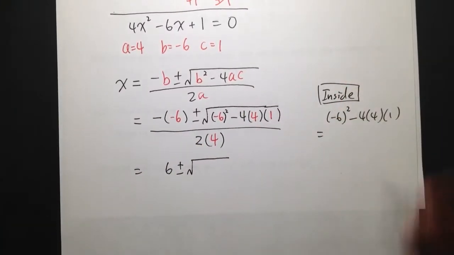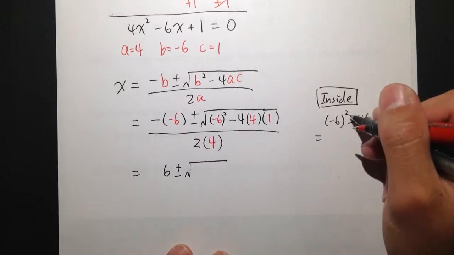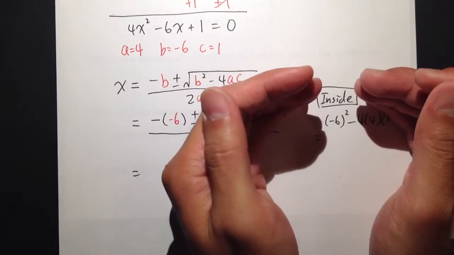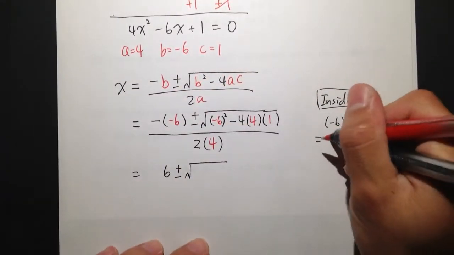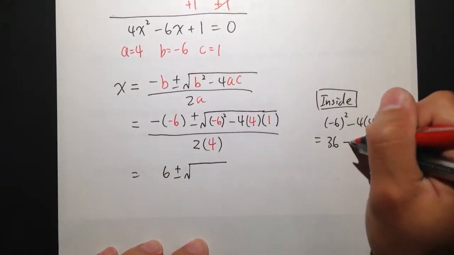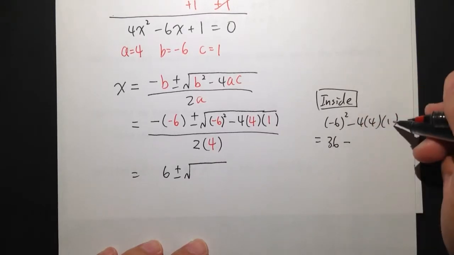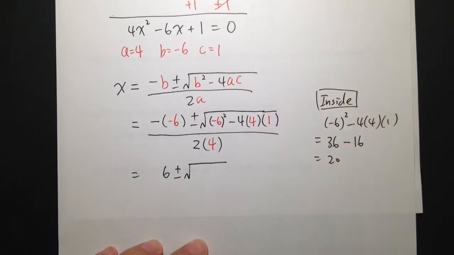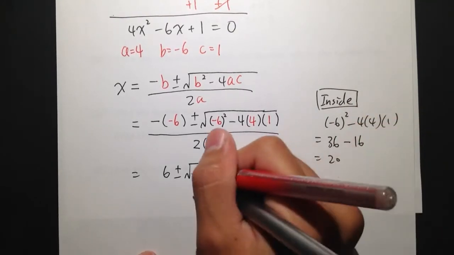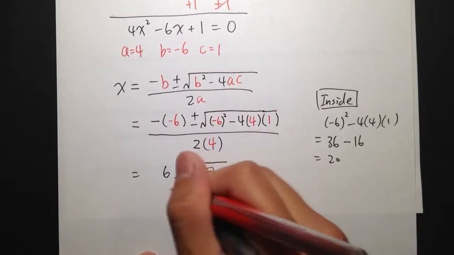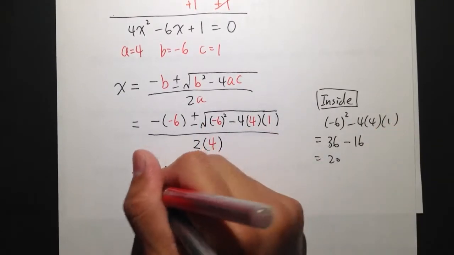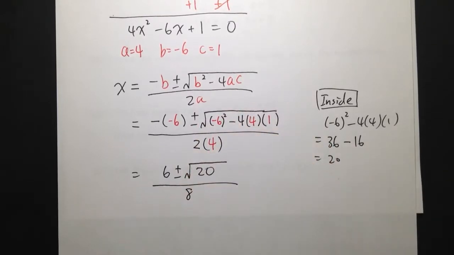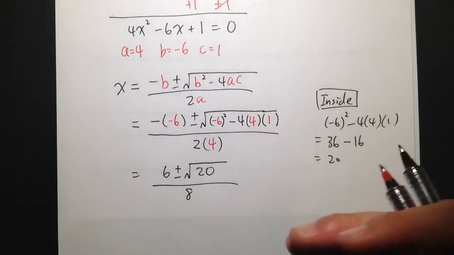Okay, work this out. This is -6 inside of the parentheses raised to the second power. That means -6 times -6, which is the result of positive 36. Minus 4 times 4 is 16, times 1 is 16. 36 minus 16 is 20. And we are going to put a 20 inside of this square root. Okay? Over 2 times 4, which is equal to 8. Okay? So this is how you work it out.